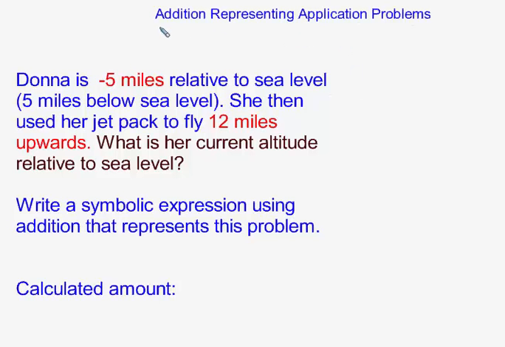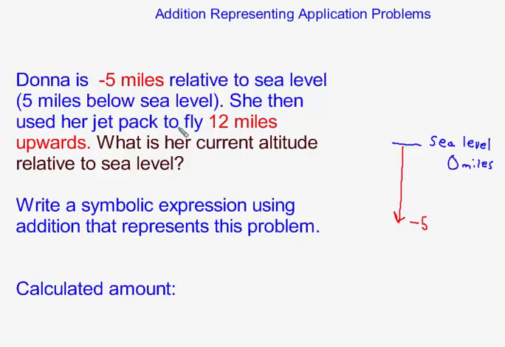In this video, I'm going to be using addition to represent application problems, even if subtraction would apply. In my first example, Donna is -5 miles relative to sea level. So let's suppose that this was sea level. You could think of this as being 0 miles above sea level, and she is -5 miles. So that means that she's 5 miles below sea level.